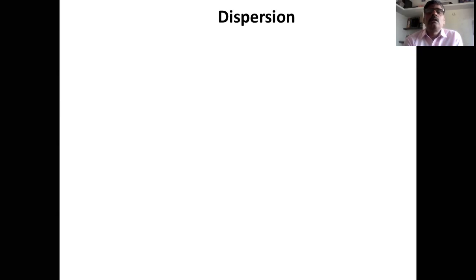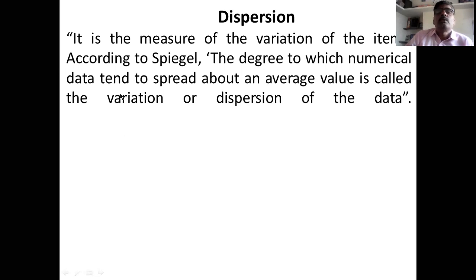So we calculate the dispersion. Okay, so the meaning of dispersion: dispersion is the measure of the variation of the items. Variation of the items means how far away from the mean value. What is the difference between the mean and each value?